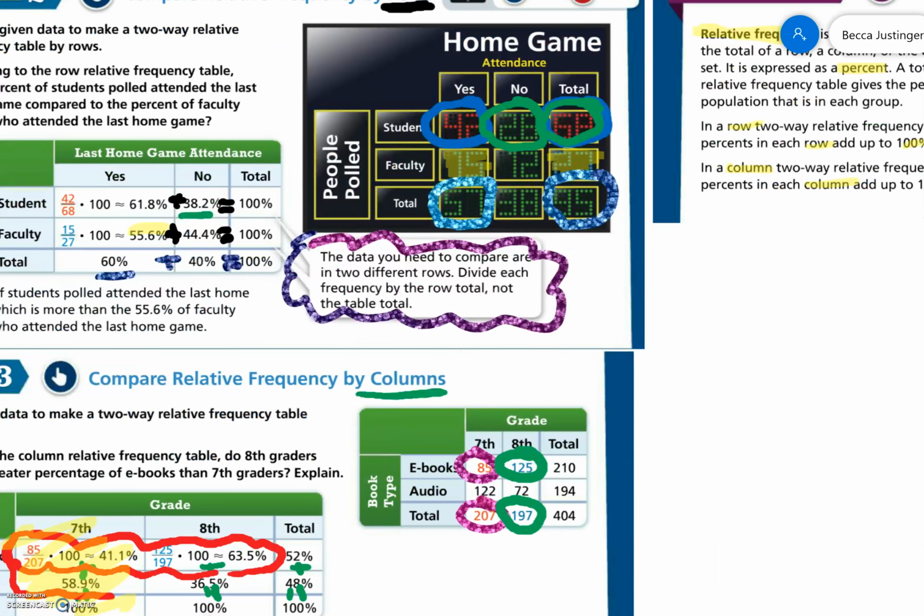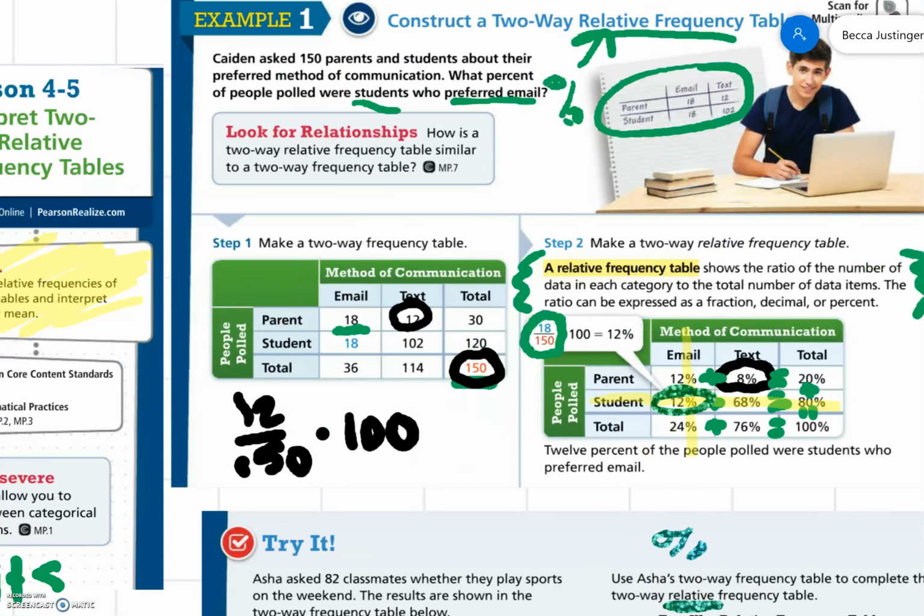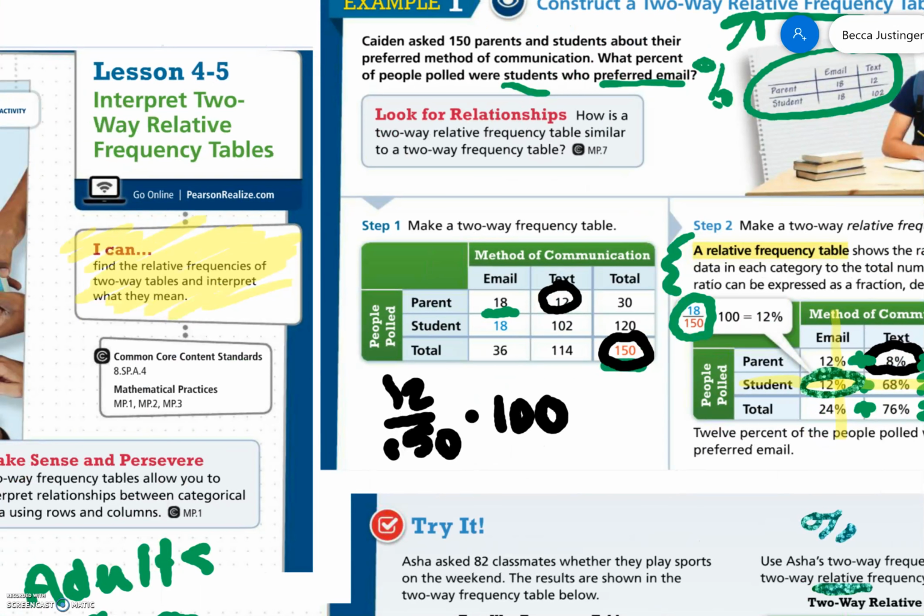All right, 8th grade, let's say it. I can find the relative frequencies of two-way tables and interpret what they mean.